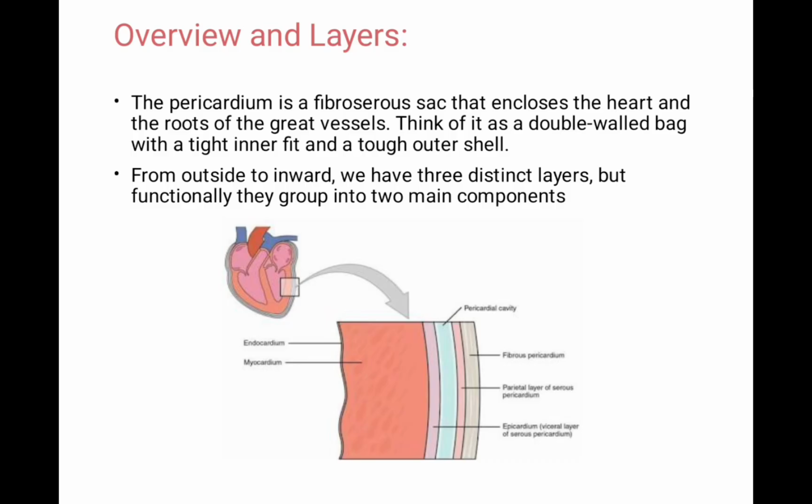Now, what is the pericardium? The pericardium is a fibroserous sac. That means it has a fibrous part and a serous part that encloses the heart and the roots of the great vessels. Take note of that. So think of it as a double-walled bag with a tight inner fit and a tough outer shell. The outer shell, which is the fibrous part, is tough, and the inner part is a tight inner fit that encloses the heart directly.